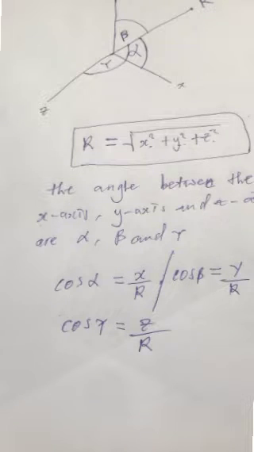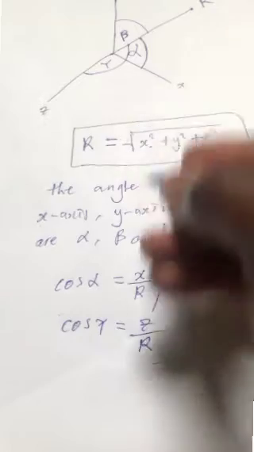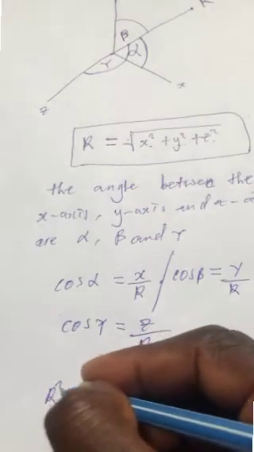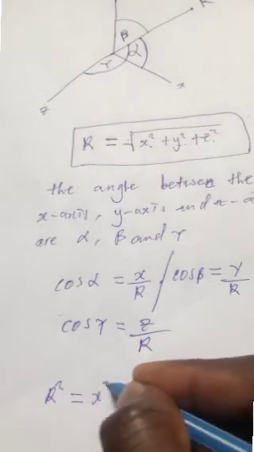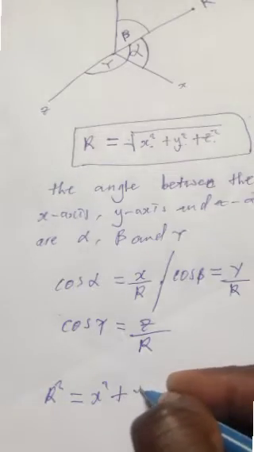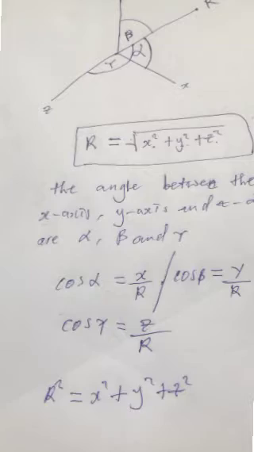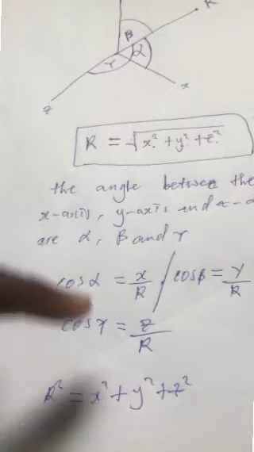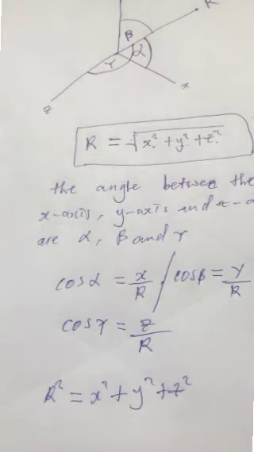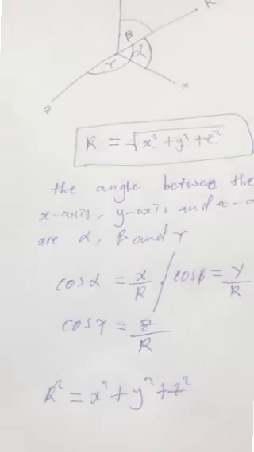Now, the best way of writing this is that r square can also be equal to x square plus y square plus z square. You can also write it like this. For us to get that one, I had to take the square root on both sides. All right, we move a step further.